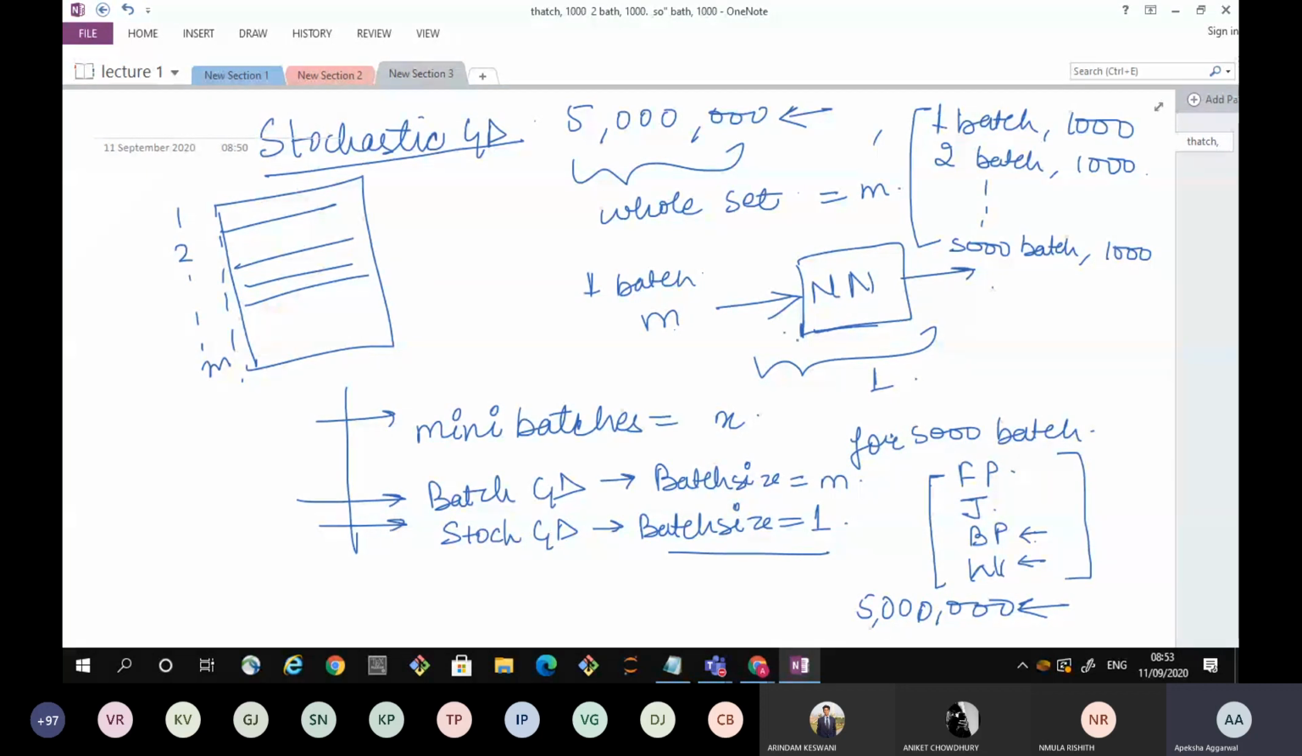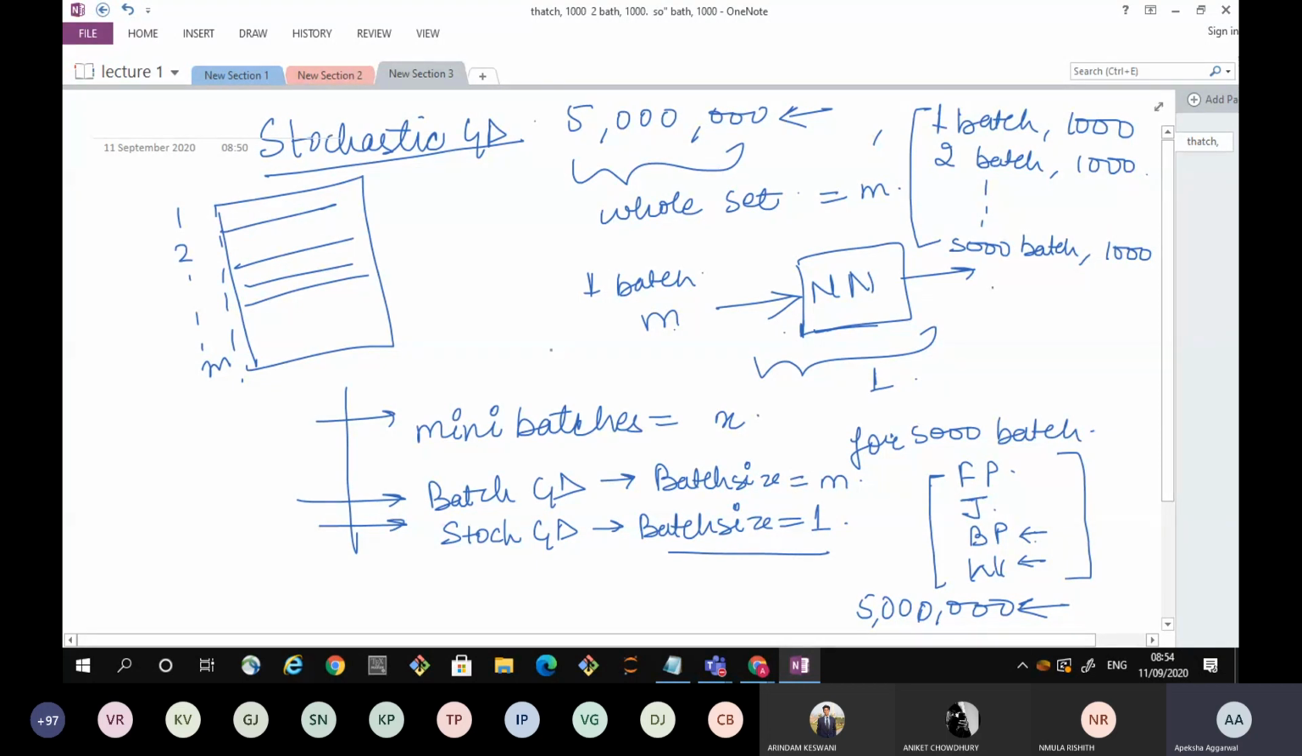But this process is not feasible. Why? Because we have to do this for 50 lakh iterations, for each and every training example. So this is not feasible. Generally we don't use stochastic gradient descent. We can use stochastic gradient descent if we have, let's say, a small data set. Let's say we have 2000 samples. At that time we can use stochastic gradient descent.